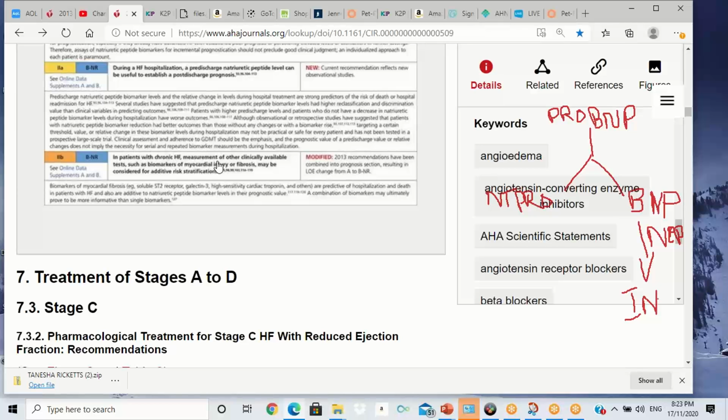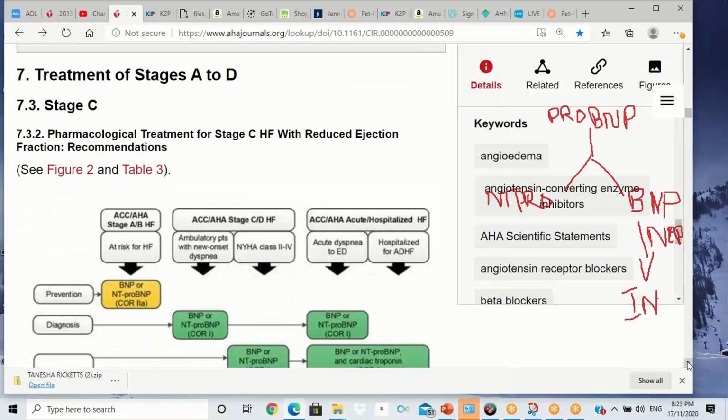We went over this in the 2013 guidelines, but this is now a class 2B indication, whereas the pre-discharge BNP is a 2A. Remember, when a patient comes in, is admitted, and you get a BNP, that's a class 1 indication. Okay, so it's not a lot of changes.